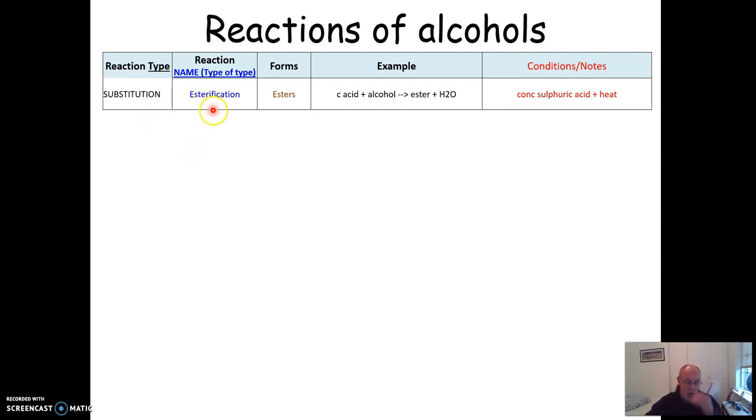Right, here's another substitution reaction. Now we're going to look at this reaction in a lot more detail when we do esters, so here we're going to do it fairly briefly. You make an ester when you react the alcohol with a carboxylic acid, and you make an ester and water. When I do the esterification with the carboxylic acids, I'll go into a lot more detail about how these work.